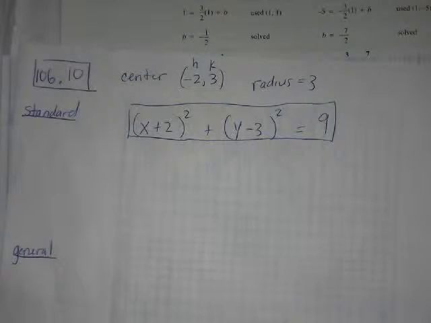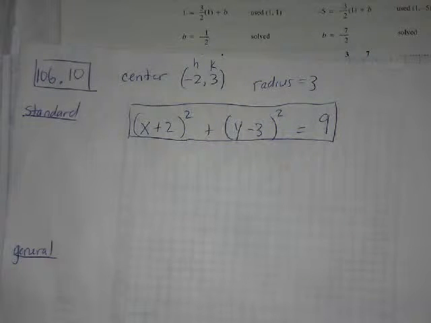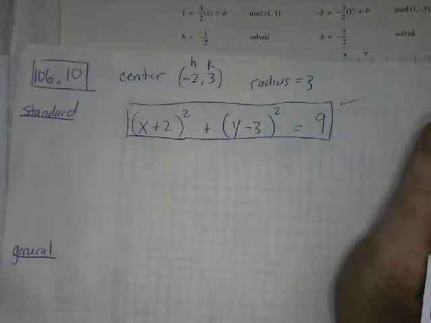Okay, so I'm checking that one in the book to make sure it's right. Yeah, x plus 2 squared, y minus 3 squared. Okay, so that's fine for standard form.